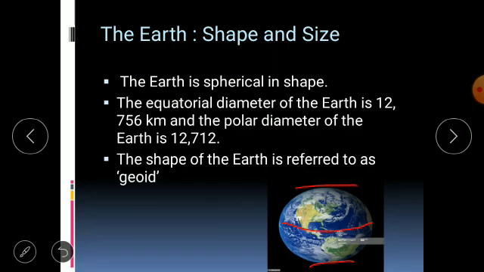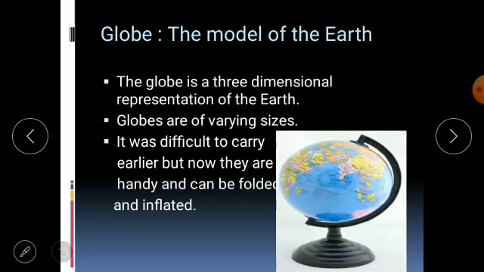While the diameter of the earth at the equator, that is the equatorial diameter, is 12,756 kilometers, the polar diameter is 44 kilometers less, that is 12,712 kilometers. Because of this, our earth looks like an orange.